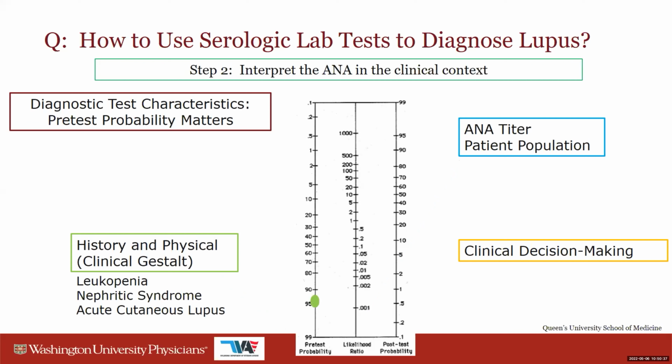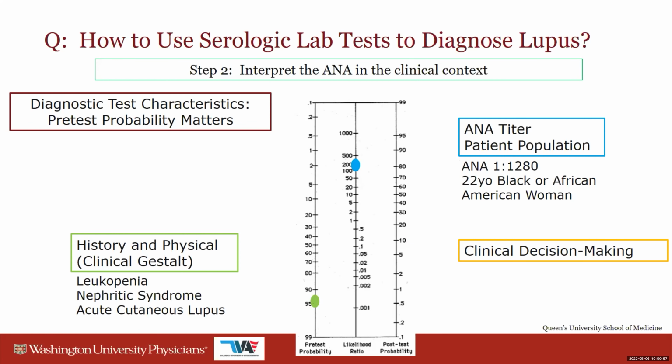So let's say you see a patient with leukopenia, you get a UA and they've got a lot of blood in their urine, and they have a malar rash that looks like acute cutaneous lupus. That sounds like a slam dunk to me. That's got a lot of features that sound like systemic disease. Check an ANA. Oh, and it's super high titer.